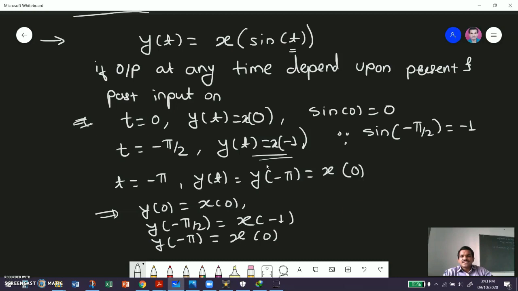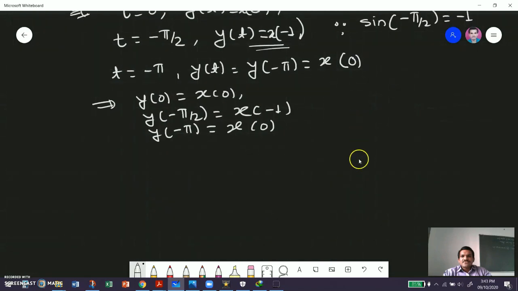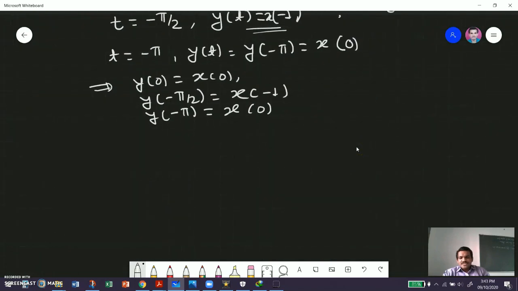You can see that for t equal to minus pi by 2, the output depends upon the future input. X of 0 is nothing but a future input. So we can say that this system is non-causal.